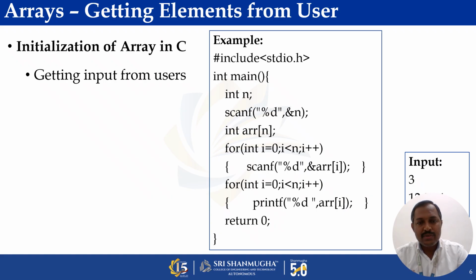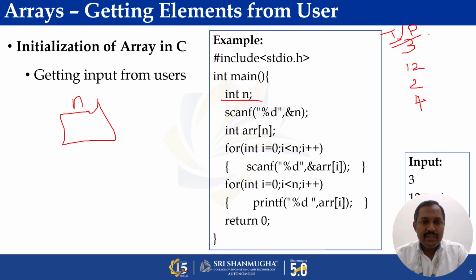For example, int n. Assume there are 3 inputs, and those inputs are 12, 2, 4. These are the inputs I want to give. So int n, a variable n is created. Within that, we are going to get an integer from the user and store it in the variable n. So we are getting 3, which is stored in n.